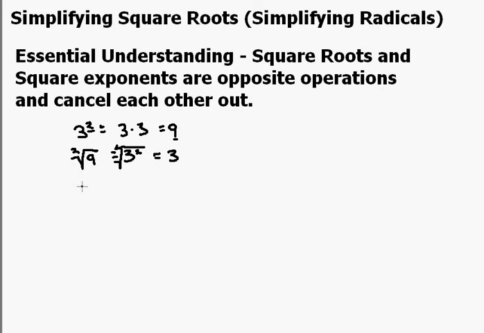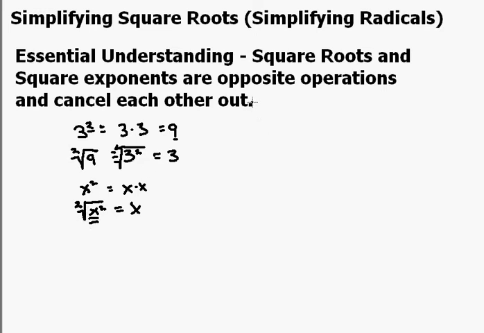The same can be said for variables. If I have x squared, that is the same as x times x, right? If I ask you for the square root of x squared, I'm asking, what expression, what variable could I multiply by itself to get x squared? And you would tell me x. So square rooting a square, they cancel the effects of each other, and you're left simply with the object inside the radical sign.